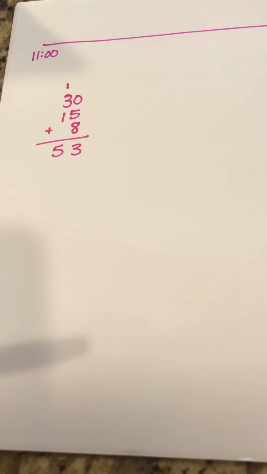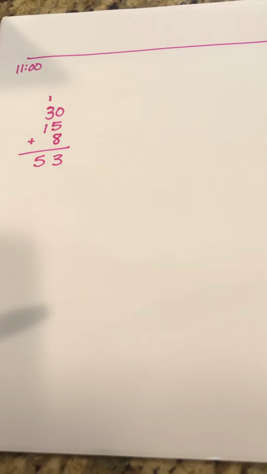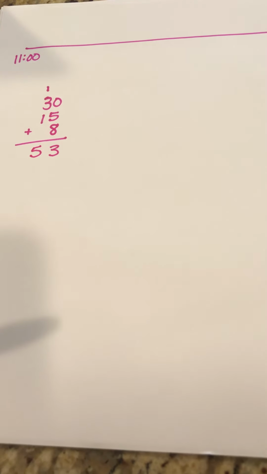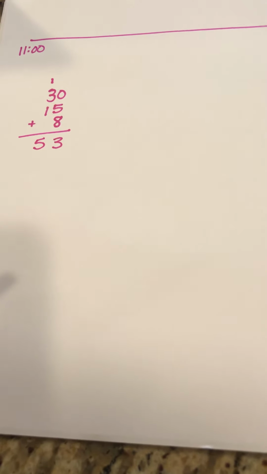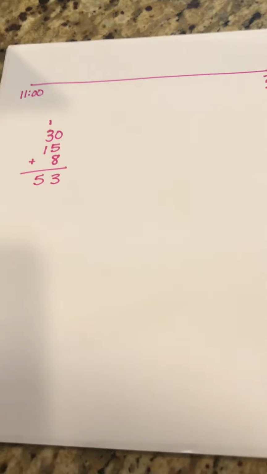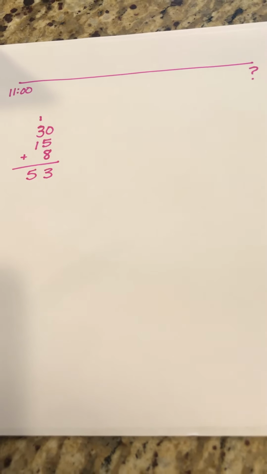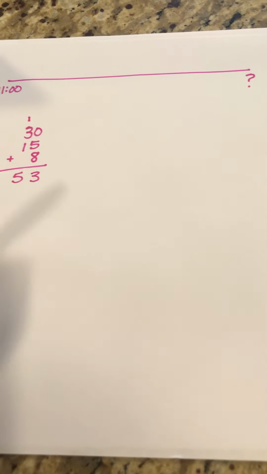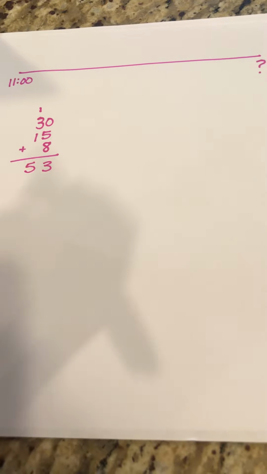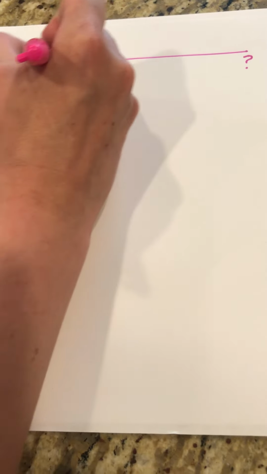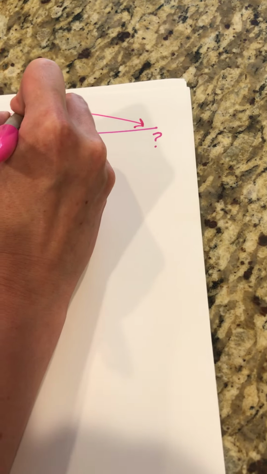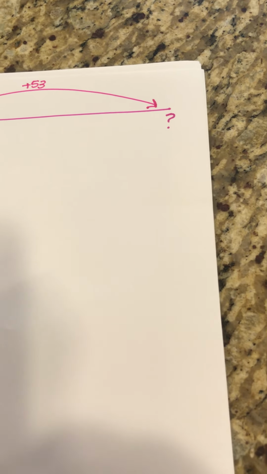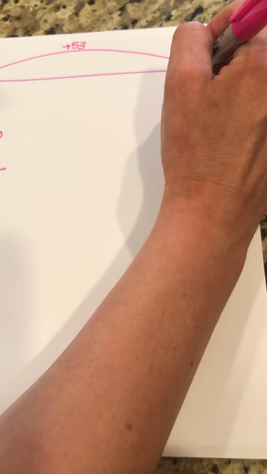Now I can jump 53 minutes, or I can jump 30 minutes, and then 20 minutes, and then 3 minutes. We'll see how that's done in these problems. So since we're starting at 11 o'clock, which is a nice even time, I'm going to just jump the 53 minutes total. So from 11 plus 53 minutes, 11 plus 53 minutes is going to be 11:53. That is the ending time.